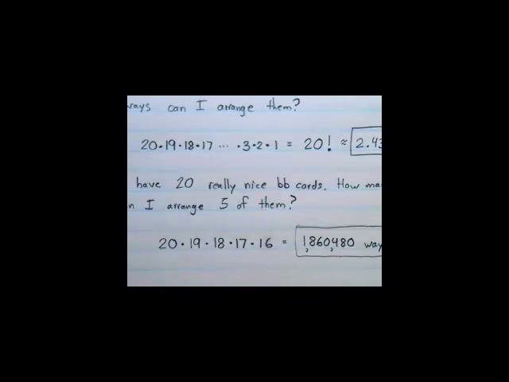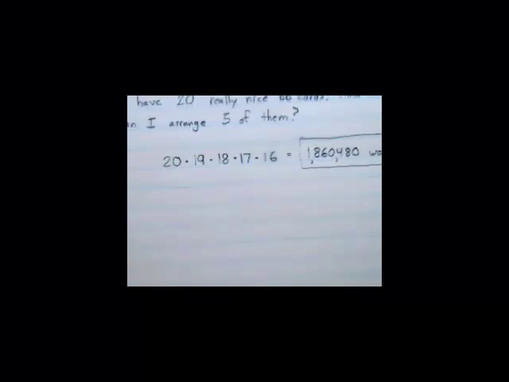All right, now, there is a formula for this, because depending on how many of them you want to choose, it could still be a lot of numbers you have to multiply together, right? What if I had 20 really nice baseball cards and I wanted to do 15 of them or something? That's 15 numbers to multiply. There's a shortcut. So think about what we just did.